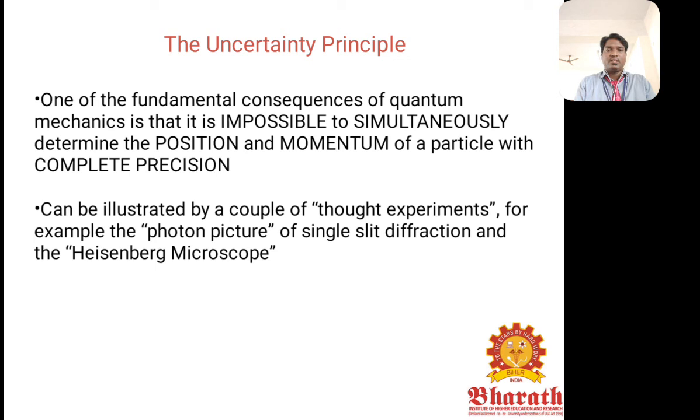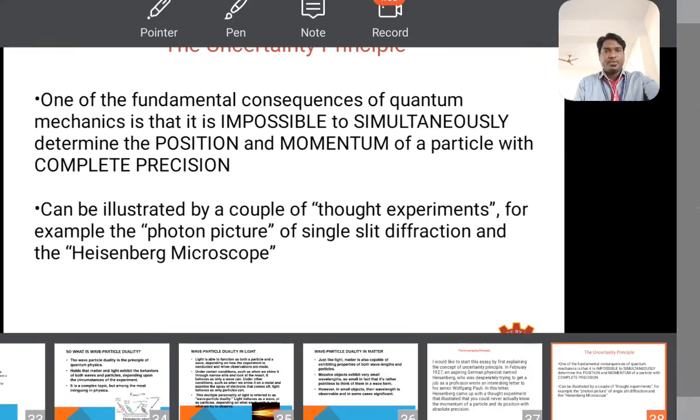We can explain the uncertainty principle: it is impossible to simultaneously determine the position and momentum of a particle with complete precision. That is the uncertainty principle.